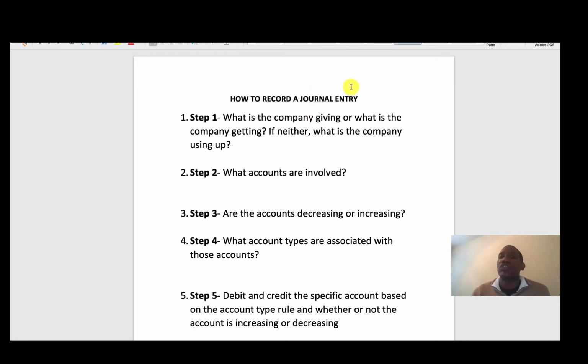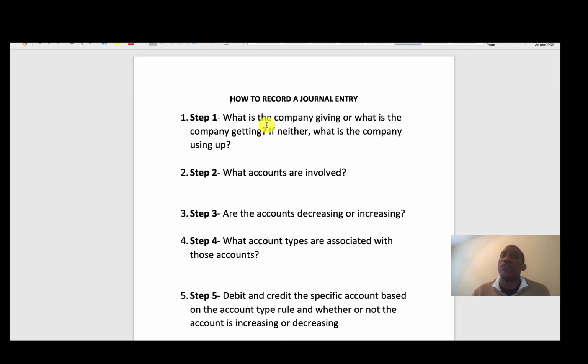So how do you record a journal entry? So first thing is you've got to figure out what the company is giving or what the company is getting. A journal entry is always done from the perspective of the company. So when a company engages in a transaction, it's either giving away something or it's getting something, right? And there's an exchange. So it's giving something and getting something in return, or it's getting something and giving something in return. So what is the company giving? What is the company getting? If there's nothing being exchanged, then the company is using up something. So you've got to ask yourself, in this transaction, what is being exchanged and what is being given up or used up?